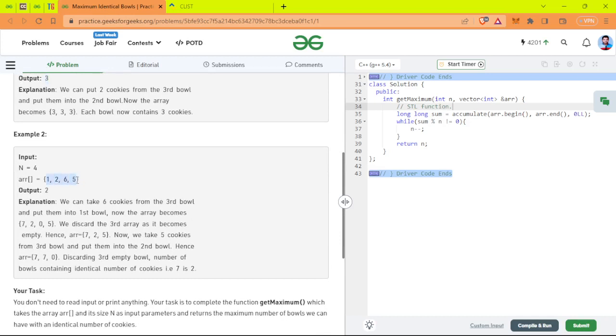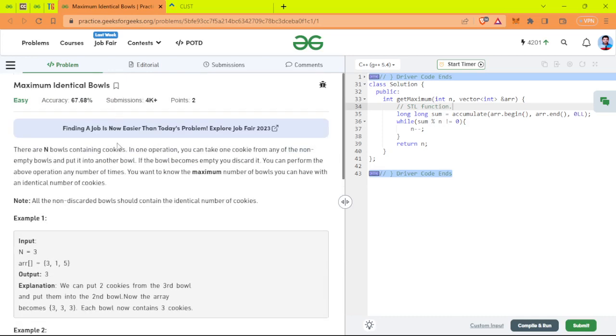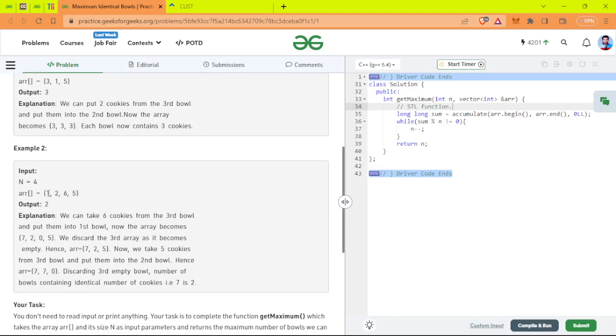Similarly, in this question the total number of cookies comes out to be 14. And now since we know that there are 4 bowls and we know that 14 is not divisible by 4, right? 16 and 12 are divisible. So 14 cookies cannot be equally divided in 4 bowls. So what we need to do is decrement the number of bowls, right? Because we can discard the bowls if it becomes empty. So we need to decrement the number of bowls.